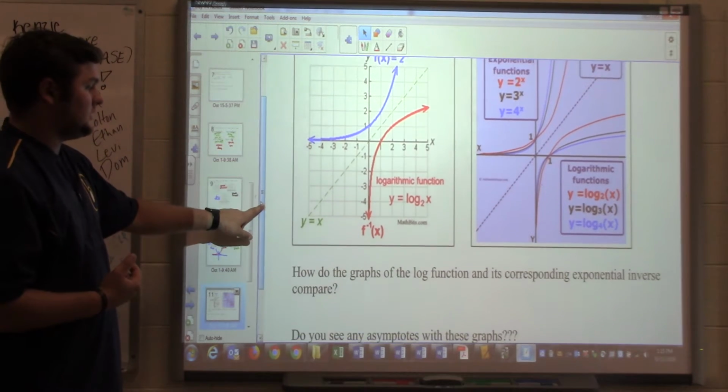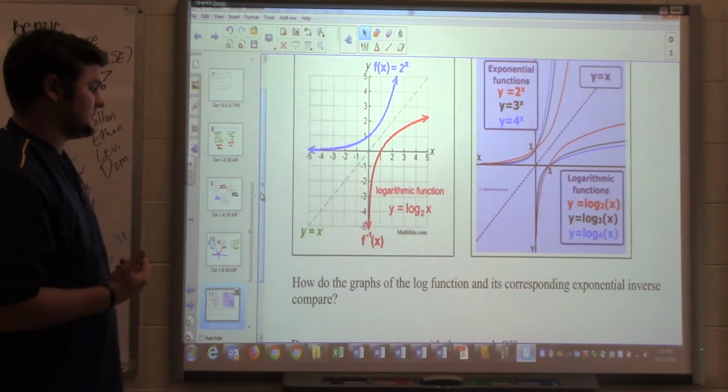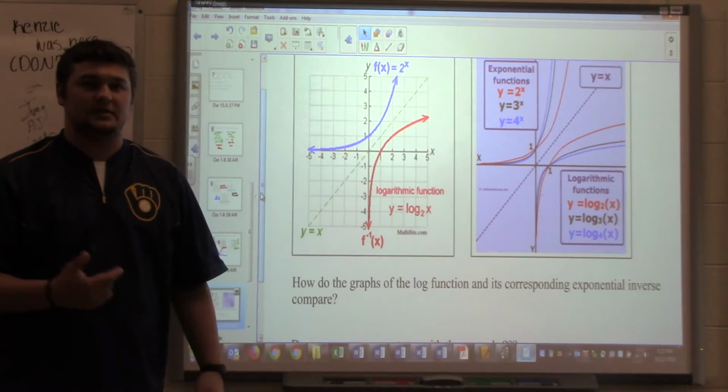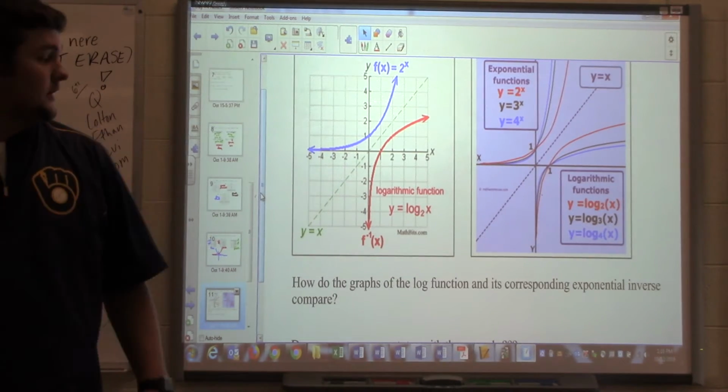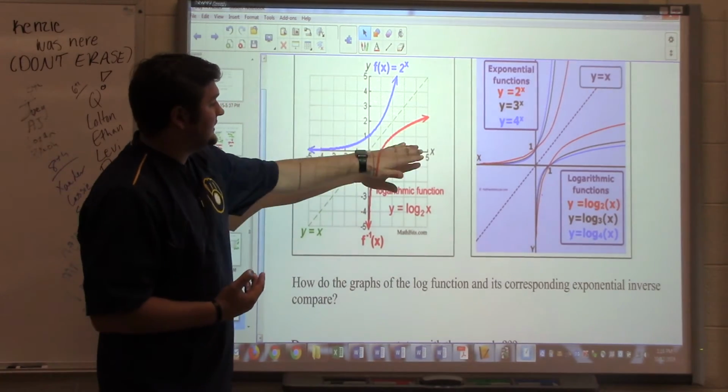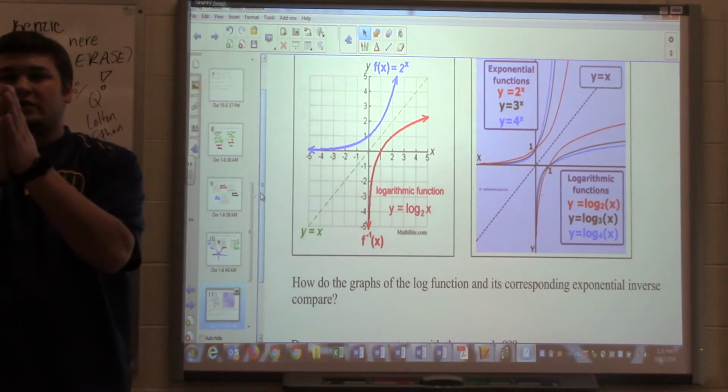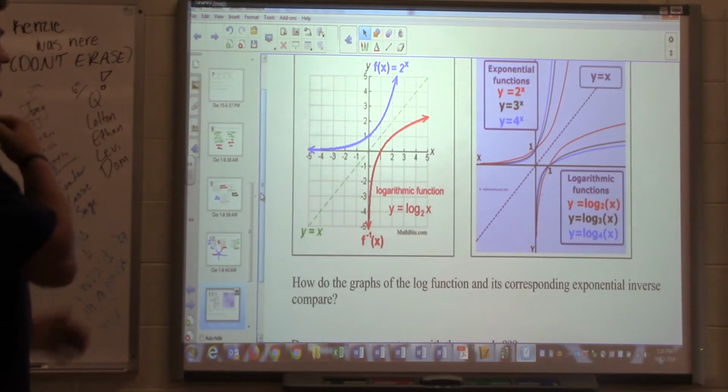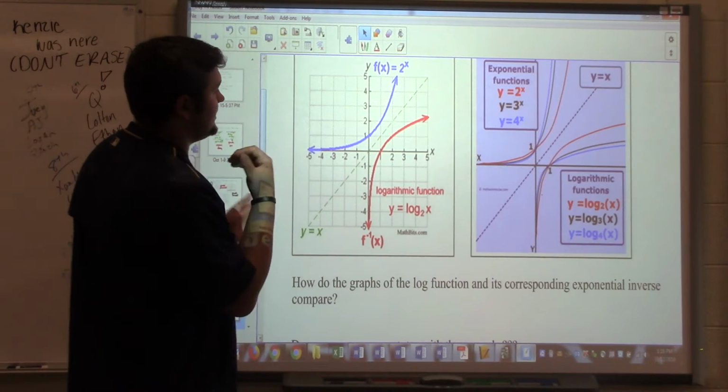So, how do the graphs of the log functions and the corresponding exponential inverse compare? We just talked about that. They're mirrors of each other. Right? We just said they are inverses, so that we could flip them over, fold it over, and they'd be exactly equal. They are inverses. They mirror each other.